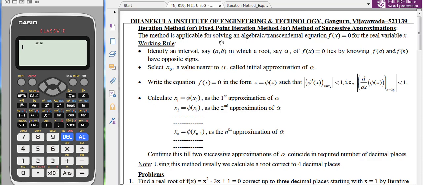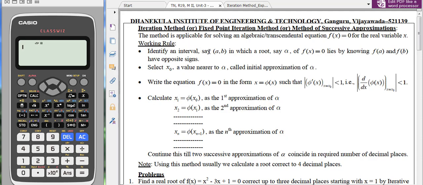In this video I shall explain the iteration method, which is also called the fixed point iteration method or method of successive approximations. With the help of this method we can solve an algebraic or transcendental equation in the form f(x) = 0 for the real variable x. The working rule that we can adopt to apply this method is as follows.